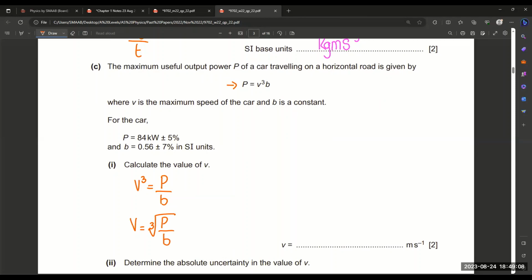They are only asking to calculate the value of V. When they ask the question in linear form, always solve in the linear form. It is not compulsory to add the percentage in the normal values. So we take the cube root. P is equal to 84,000, or 84 into 10 to the power 3, divided by 0.56. First calculate the answer of this value.